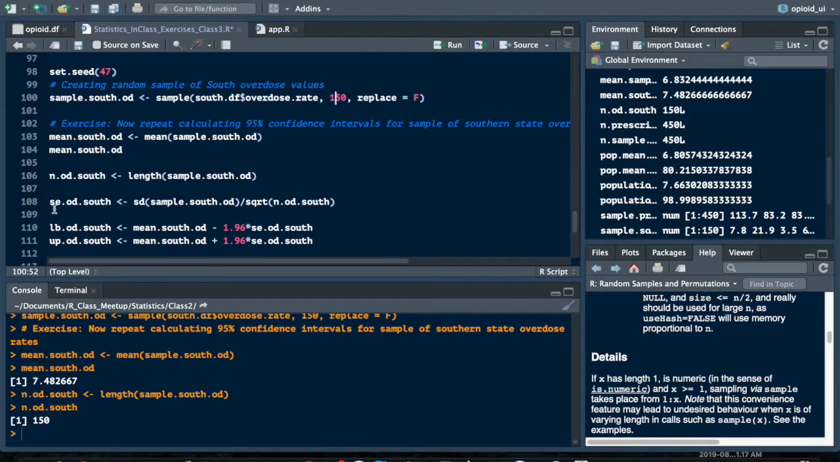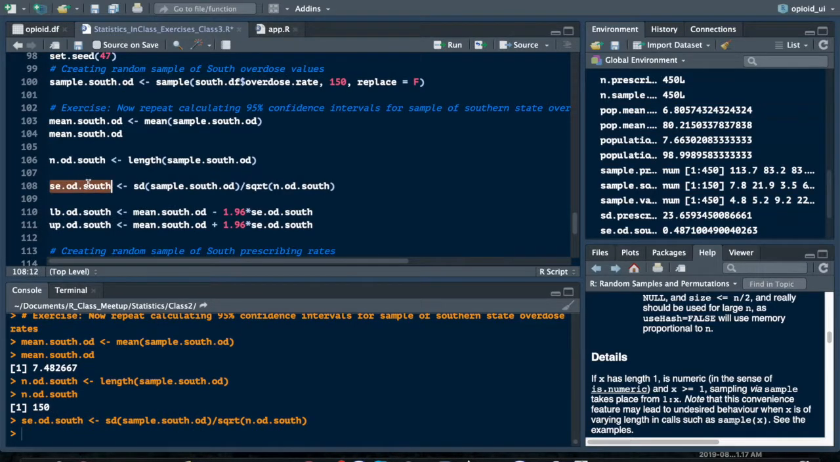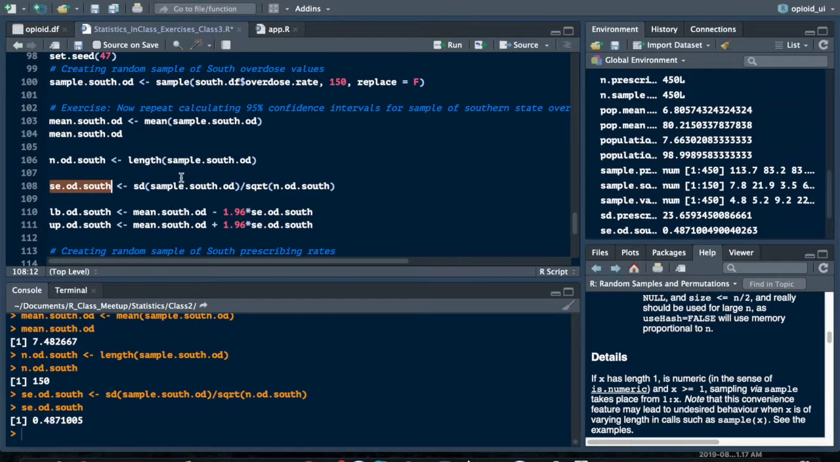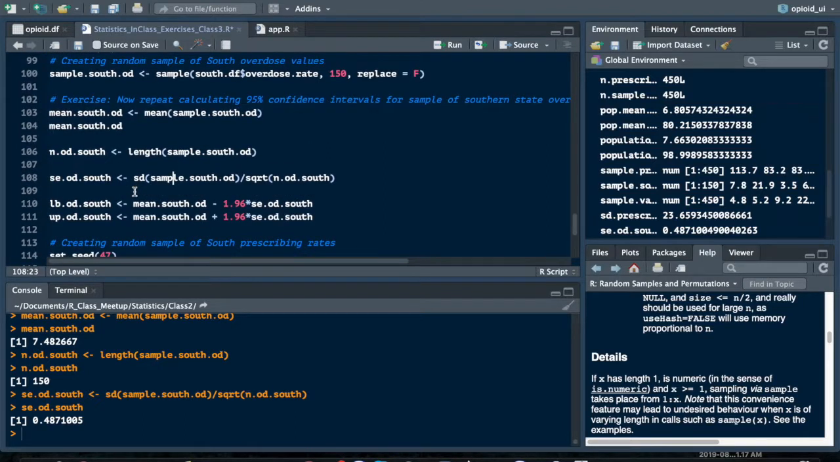Next, we're going to calculate our standard error. This will be the standard deviation of the sample over the square root of the sample size. In this case, when we run that and print it, we're seeing our standard error is 0.49 for the overdose rate. So that gives us everything we need to calculate our confidence interval.